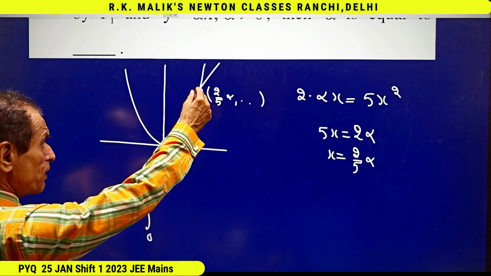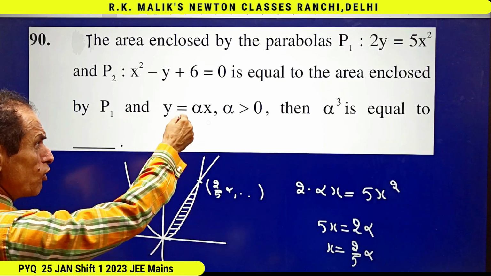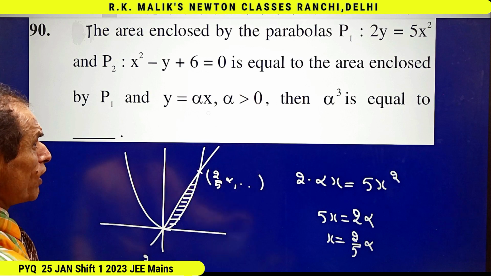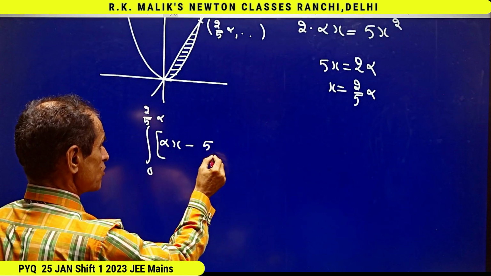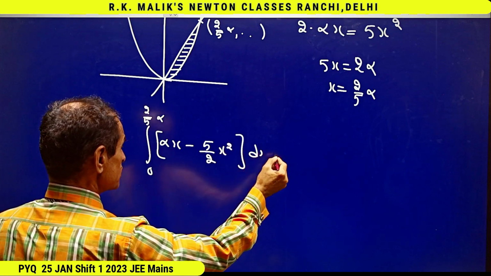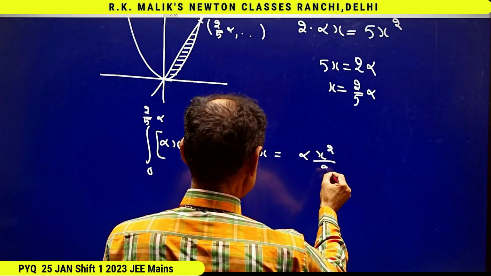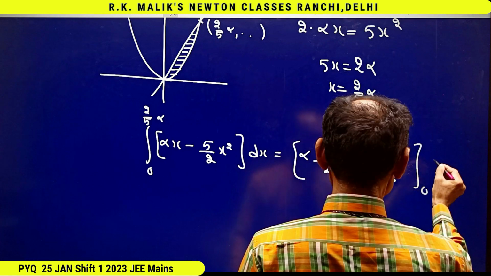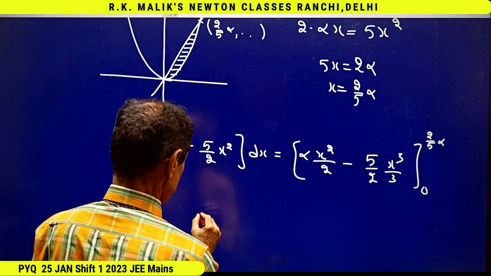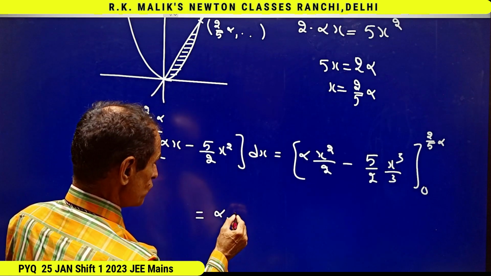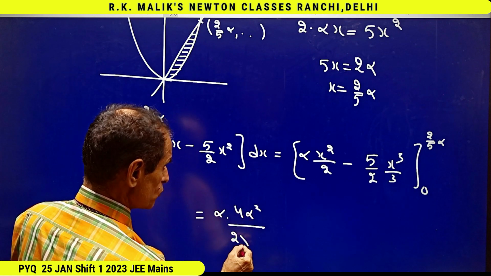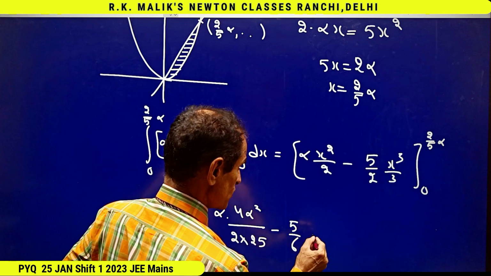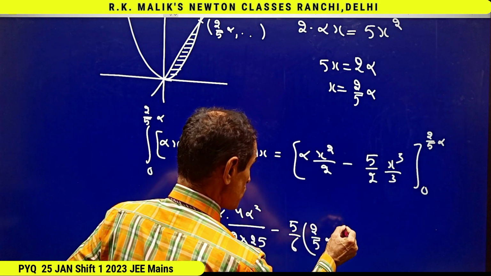And to find the required area, we will be integrating from 0 to 2 by 5 alpha, upper curve minus lower curve. Because for this the value of y is alpha x, I will be writing alpha x minus the lower curve, y equal to 5 by 2 x square, dx, equal to alpha x square by 2 minus 5 by 2 x cube by 3, from 0 to 2 by 5 alpha, that is equal to alpha into 4 alpha square by 2 into 25 minus 5 by 6 into 2 by 5 alpha whole cube.